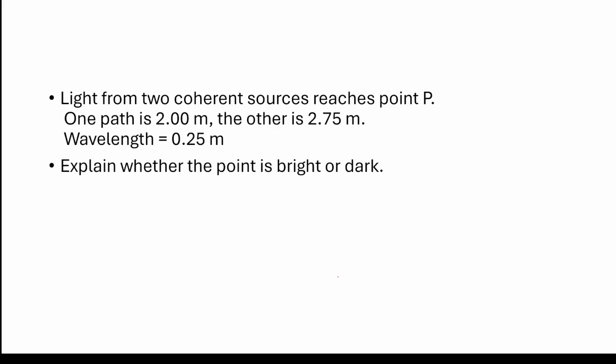Individual intensities are not 0 as a resultant. Okay. Light from two coherent sources. What are coherent sources? Same frequency, constant phase difference. So one is 2 meters, another is 2.75 meters. So what's the path difference? 0.75, which is 3 times the wavelength. So the point is dark.